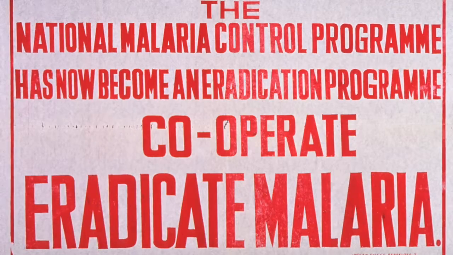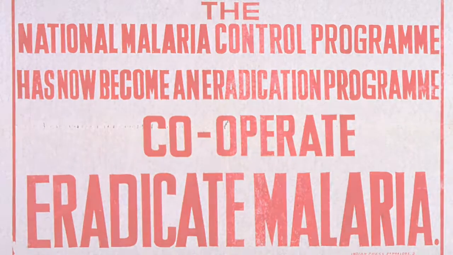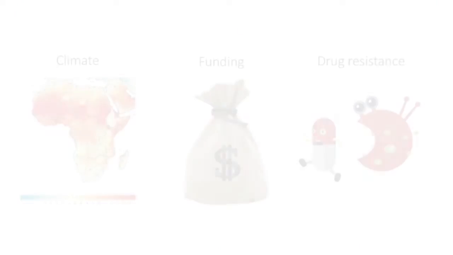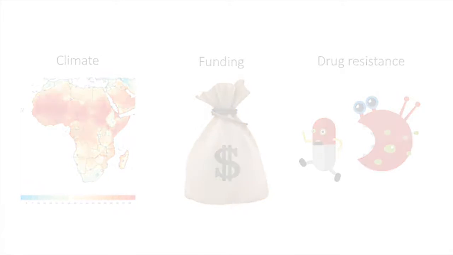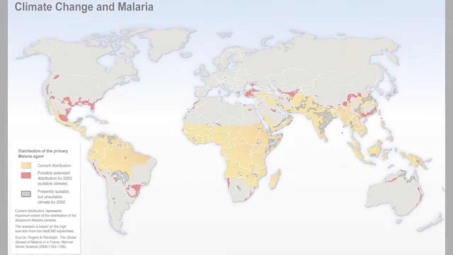So, what are the challenges that make malaria such a hard disease to eradicate? There are three main ones, even though you could separate them into many. But these factors, I believe, are the most important. The first challenge is the dynamic of climate. The geographic distribution of malaria is dependent a lot on climate.